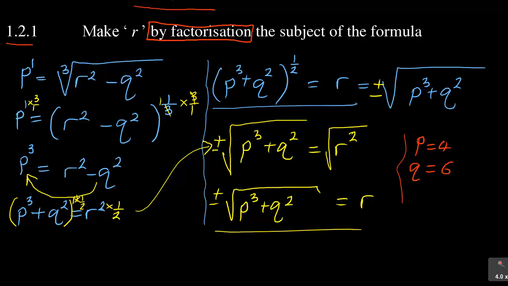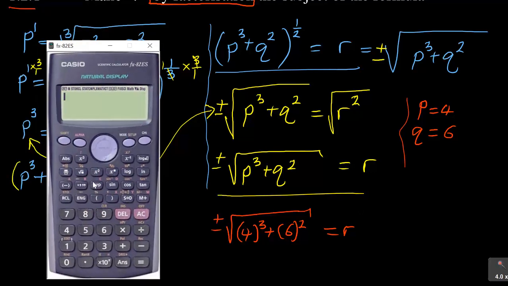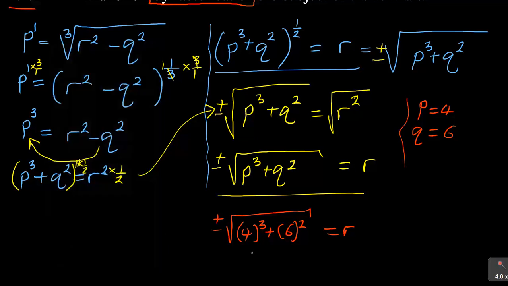So what you do, you just substitute now. In this case, you are going to have plus or minus square root of, now P is same as saying bracket 4 cubed plus bracket 6 squared, which was in this case our R. And then when you do that, you'll have a square root of 4 cubed plus 6 squared. So this is basically what you get when you substitute, and you can see that we get a 10. So you say plus or minus 10 is equal to R.